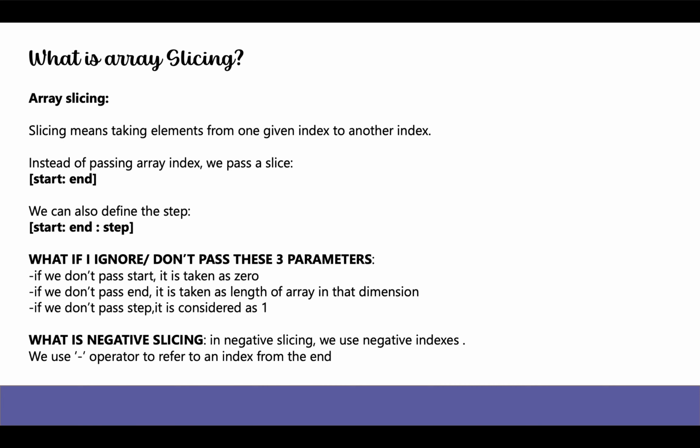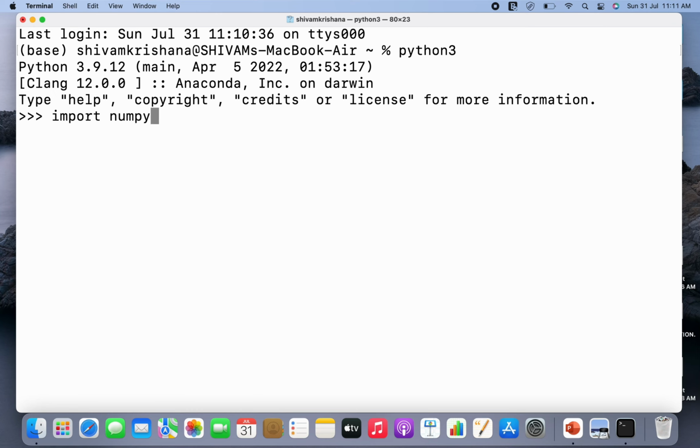Now let's move on to the coding part. So guys, let me just import numpy as np and hit enter. Now I'm gonna write arr is equal to np.array, and now I'm gonna pass a python list to it. Let it be 1, 2, 3, 4, 5 and hit enter.